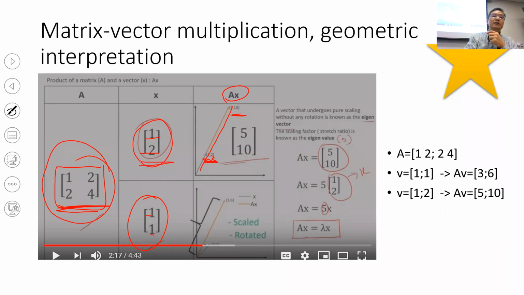So in this special case, 1, 2 becomes 5, 10, you have a 5 times increase of the norm. This 5 is called the eigenvalue for the system of A. So 5 is the so-called eigenvalue regarding the matrix A.